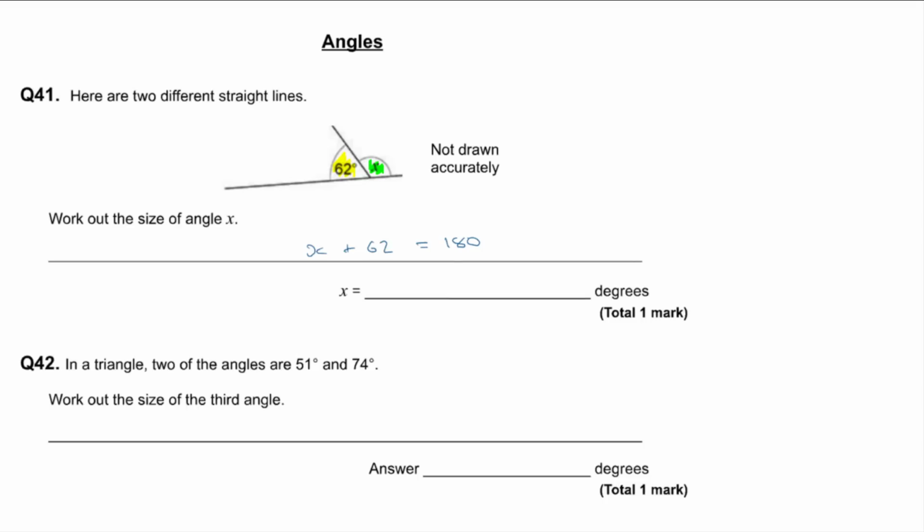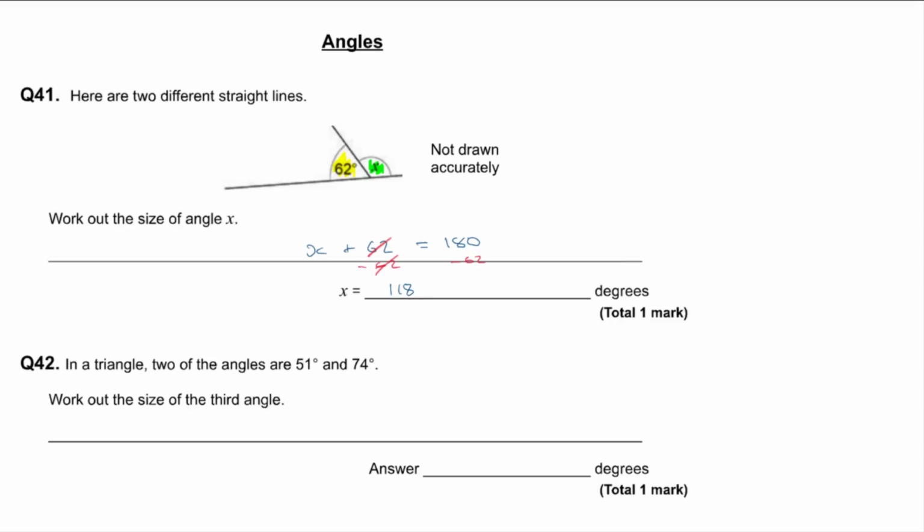So to find x then, we're going to have to subtract 62 from both sides, aren't we? So if I take 62 from this side, it leaves me with x. If I take 62 from the far side, 180 subtract 62, that is 118.